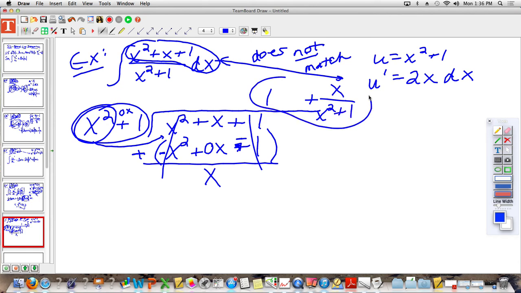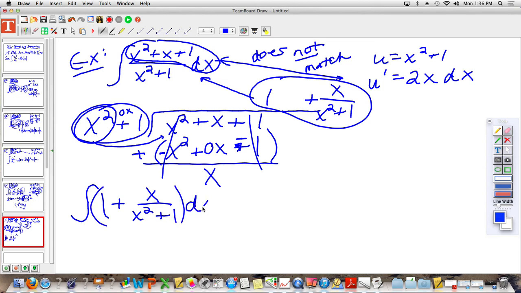So this quotient, that's when you did a division problem, so your answer is a quotient. That quotient is the same thing as your original problem. So I am going to rewrite the original problem, not as x squared plus x plus 1 over x squared plus 1. Instead, I am going to rewrite it as the integral of 1 plus x over x squared plus 1 dx.